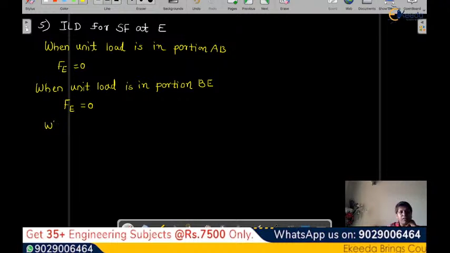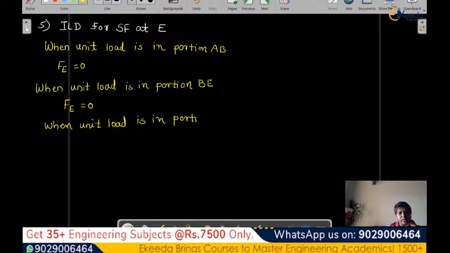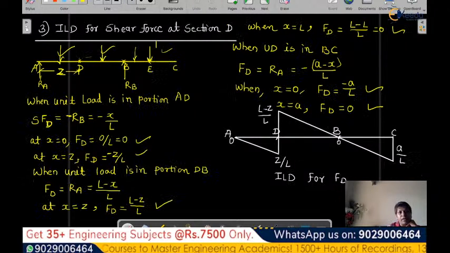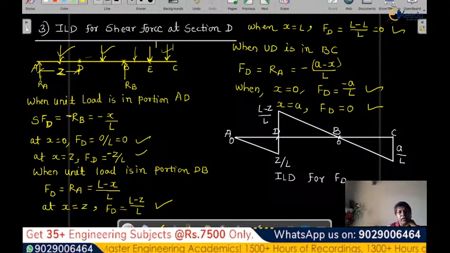Now when the unit load is in portion EC, the last part of the overhang, if the unit load is in between EC, then definitely it will carry a shear force of 1 unit. It will be constant in this region EC, because the load is acting at this point. If the load is acting at this side, nothing will happen at E, but when the load is acting at this point, then there will be a shear force here.